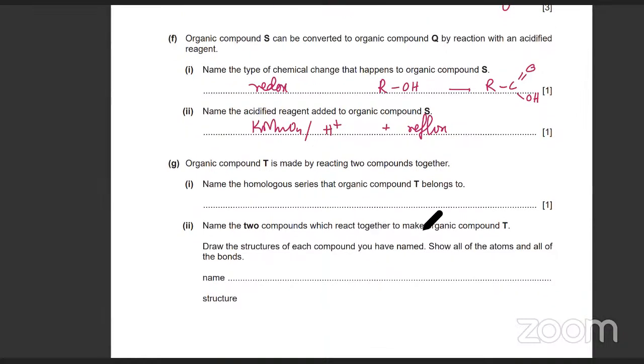Name the two compounds which react together to form methyl butanoate. This is what we drew, methyl butanoate. Methyl was this side, 1 carbon atom. Butanoate was the other side, that was 4 carbon atoms. And there were 3 H's, 2 H's, 2 H's with this, 3 H's with this one.